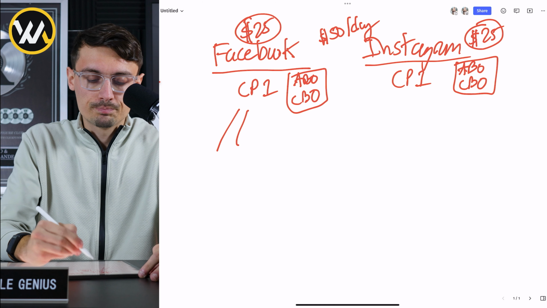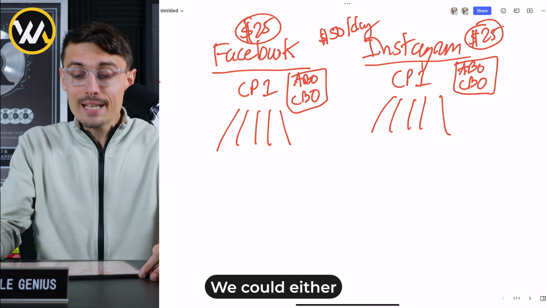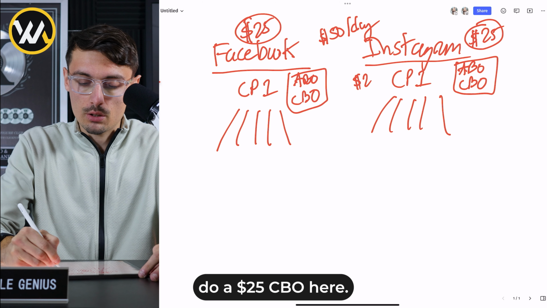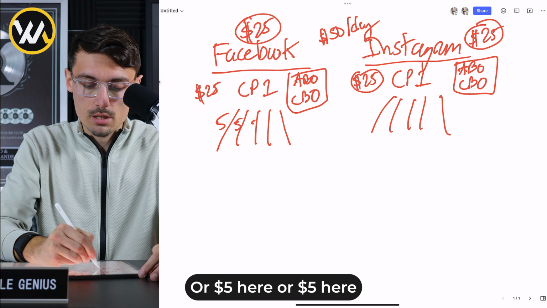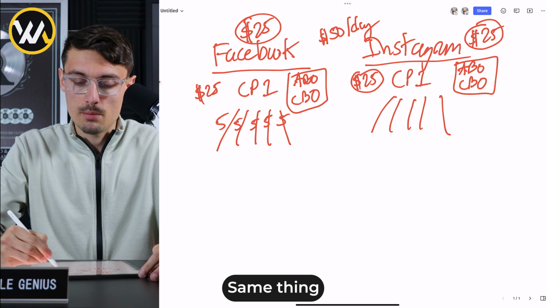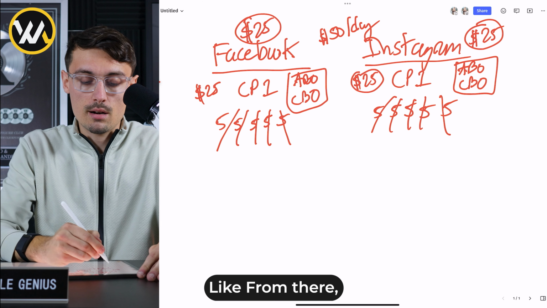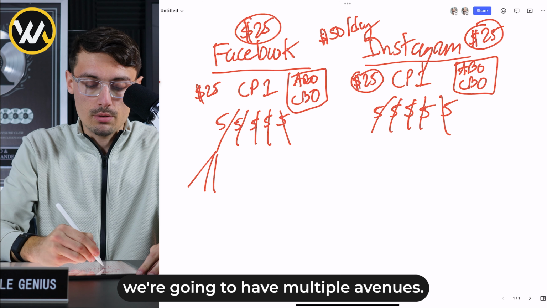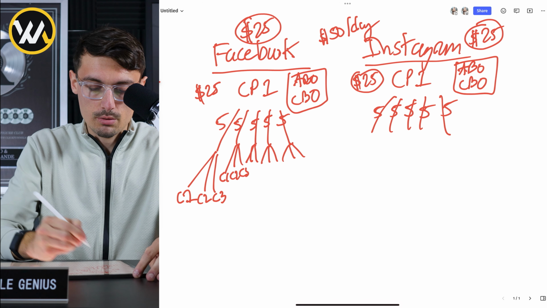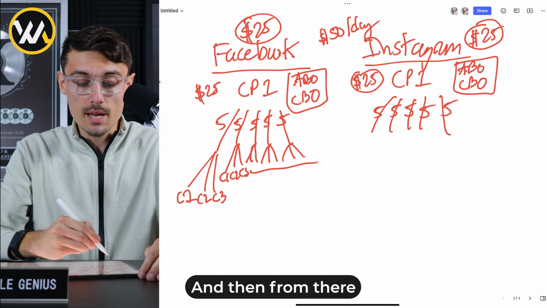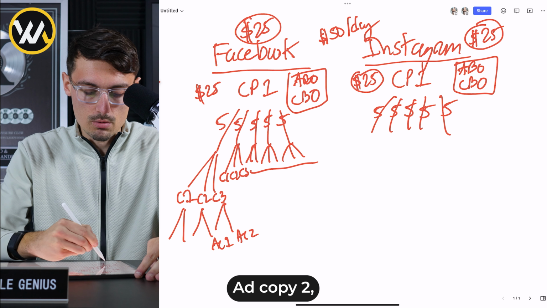So I have campaign 1, and I got 5 ad sets per one. Okay. We could either do a $25 CBO here, or $5 here, $5 here, $5 here, $5 here, $5 here. Same thing follows here. Now would equal $25 a day. From there, we're going to have multiple avenues. I'm going to go as far as I can here, but we have C2, C3, C1, C2, C3. Like, this will follow the route. And then from there, you have more branches. And then from here, we have ad copy 1, ad copy 2, and as follows.